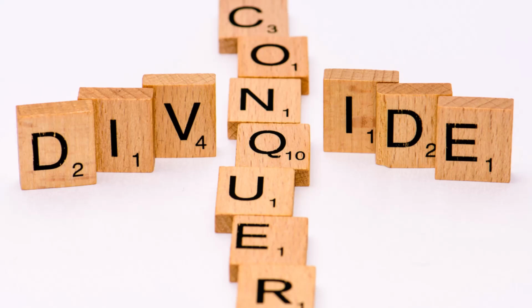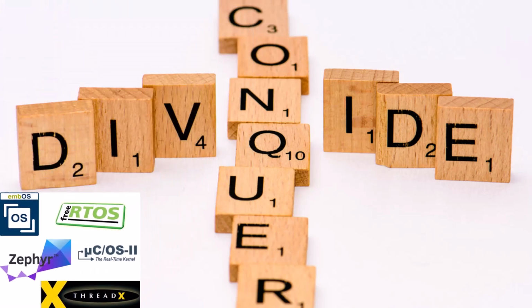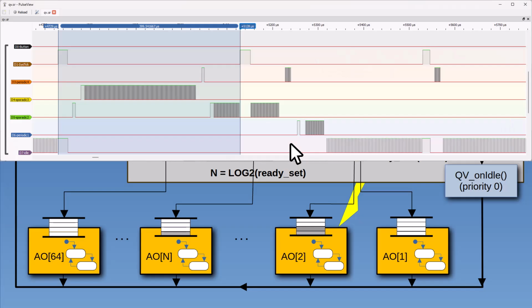First, with active objects, you don't need a preemptive kernel for partitioning the problem, which is by far the most common rationale for choosing an RTOS in practice. For example, here is the logic analyzer trace from the last lesson, in which the non-preemptive QV kernel executed 5 tasks, from the idle task to the periodic for task.